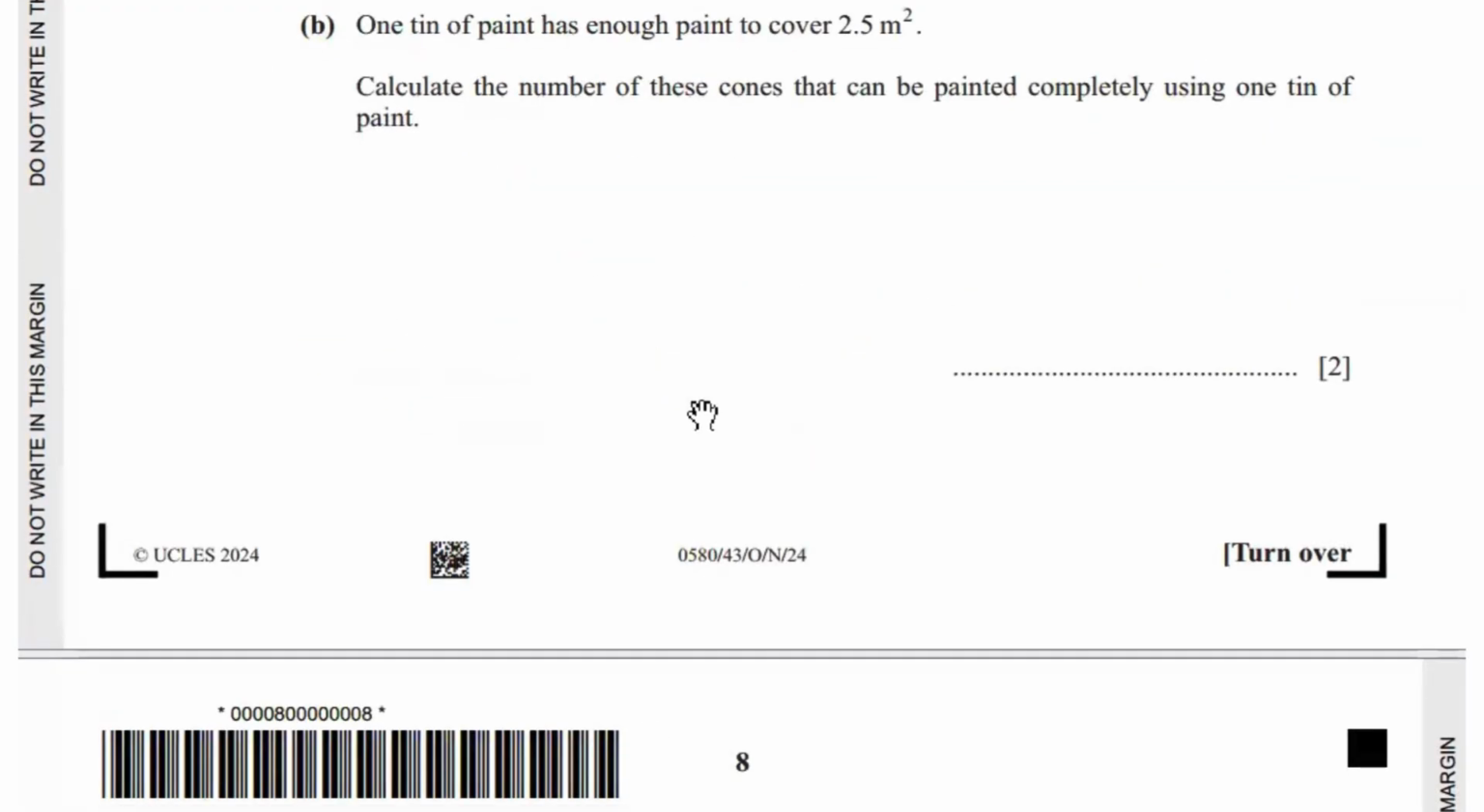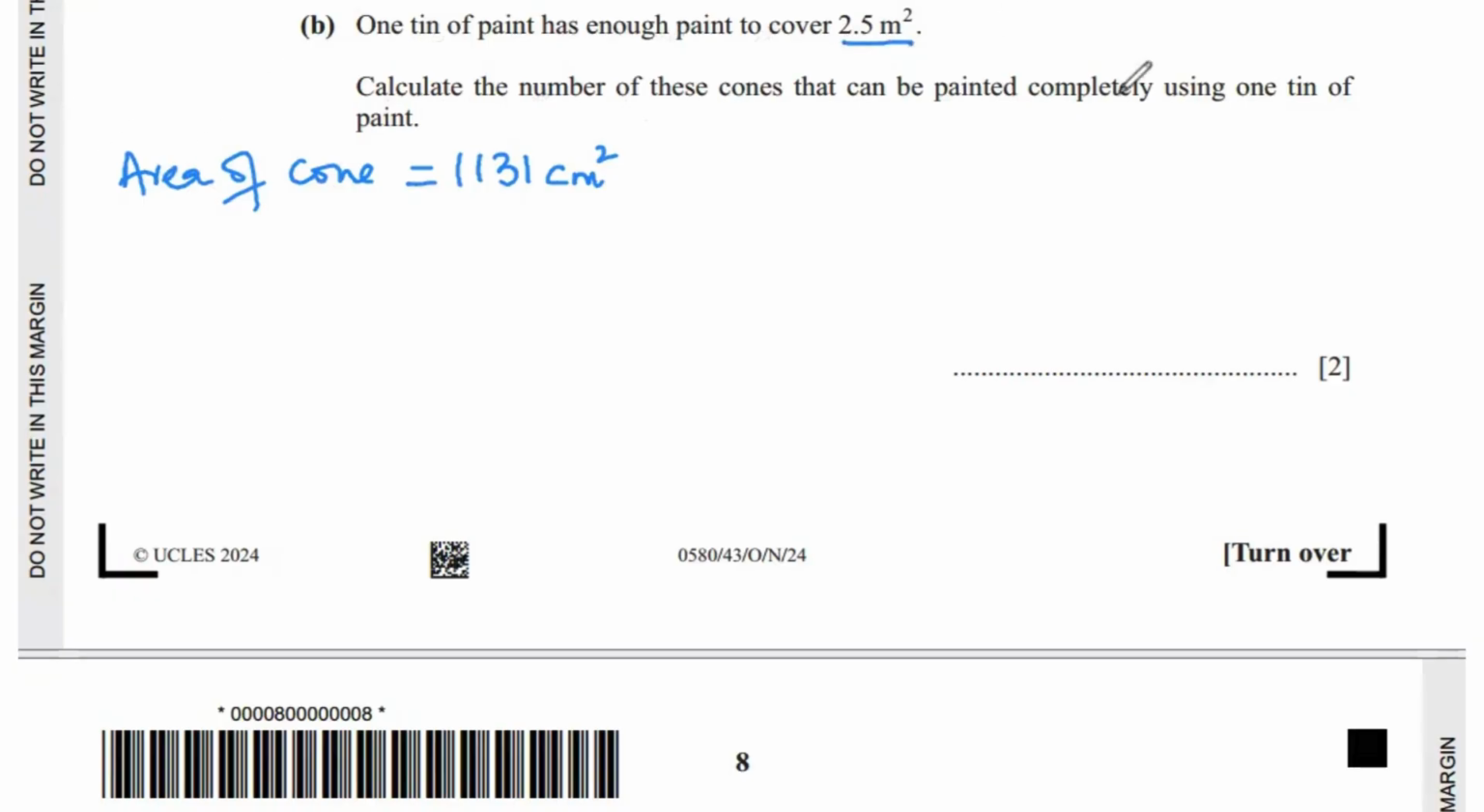Then it says 1 tin of paint has enough paint to cover 2.5 meters square. Calculate the number of these cones that can be painted completely using 1 tin of the paint. So the area of one cone was 1131 centimeter square. 1 tin of paint is enough paint to cover 2.5 meters square.